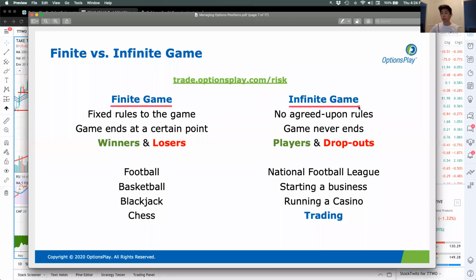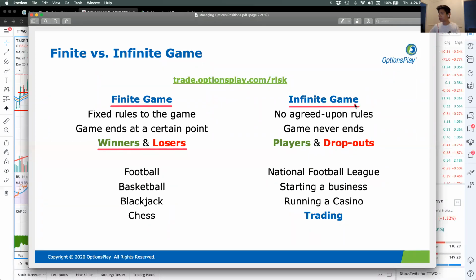Finite games are the games that we are all familiar with. They have fixed rules to the game. The game ends at a certain point, and at the end of the game, we declare both a winner and a loser. An example of this is football, basketball, blackjack, chess. These are the types of games where you have a set of rules, and at the end, you know exactly who wins, who loses, and there's an end to the game.